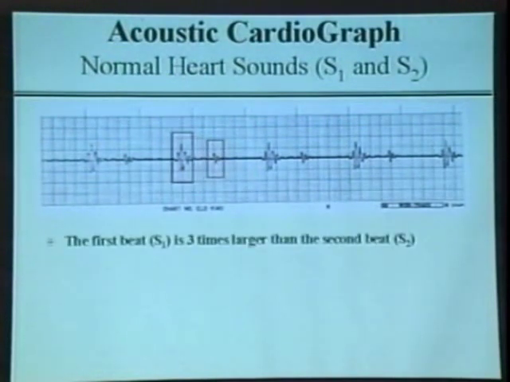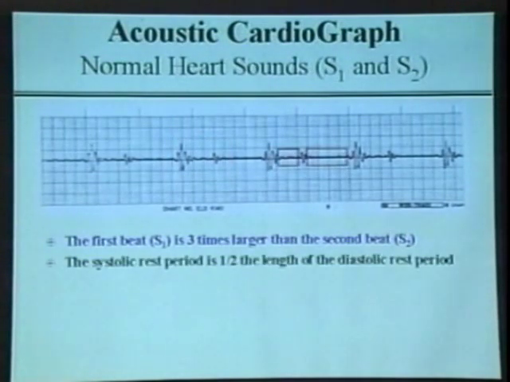In marker 1, the first sound, S1, is 3 times the height, top to bottom, of the signal of the second sound, S2. In an ideal tracing, this is approximately 3 large tracing square boxes for the first sound to be 1 large tracing square box for the second sound.